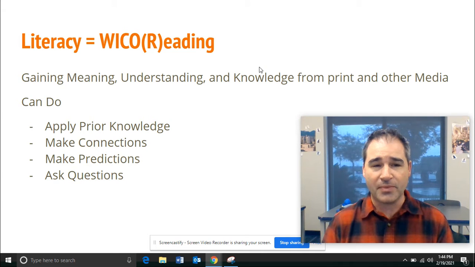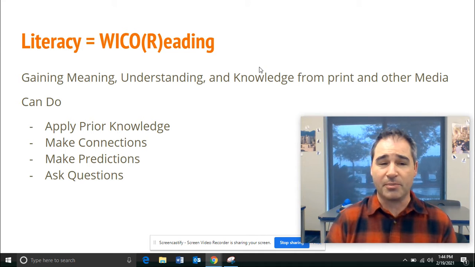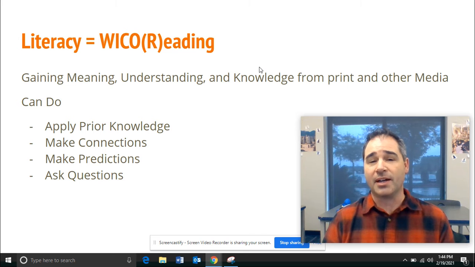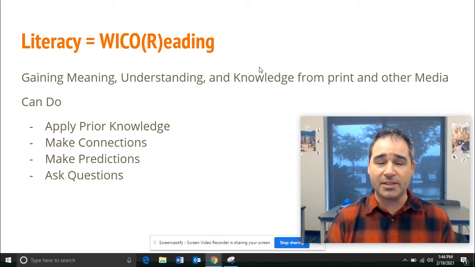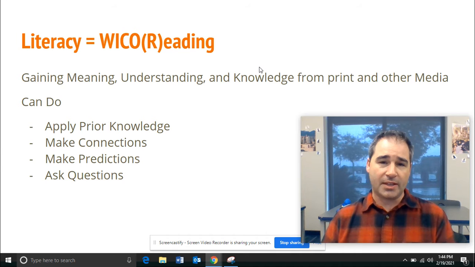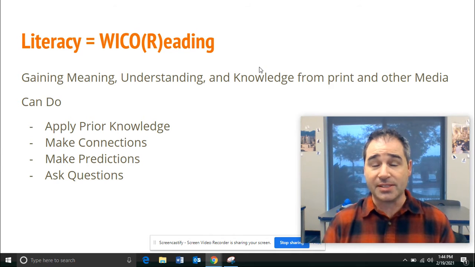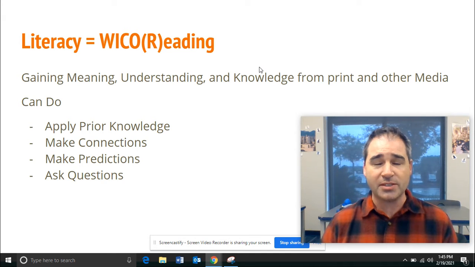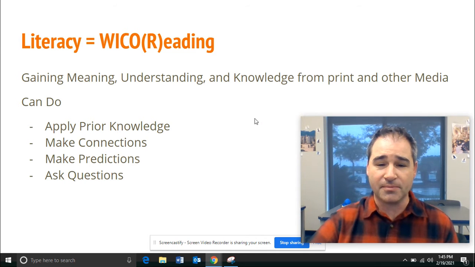in the history classroom. Now, literacy is trying to gain meaning, understanding, and knowledge, in this case from print and other media resources. And through the WICOR strategies, we want students to be able to apply prior knowledge, make connections between these sources, make predictions as to what they think is going to happen in the future, and ask questions. These are all things that historians do. We try to find sources, we try to find connections between those sources, we predict what we'll find in other sources, and then we ask questions that lead to more paths for us to find more information.